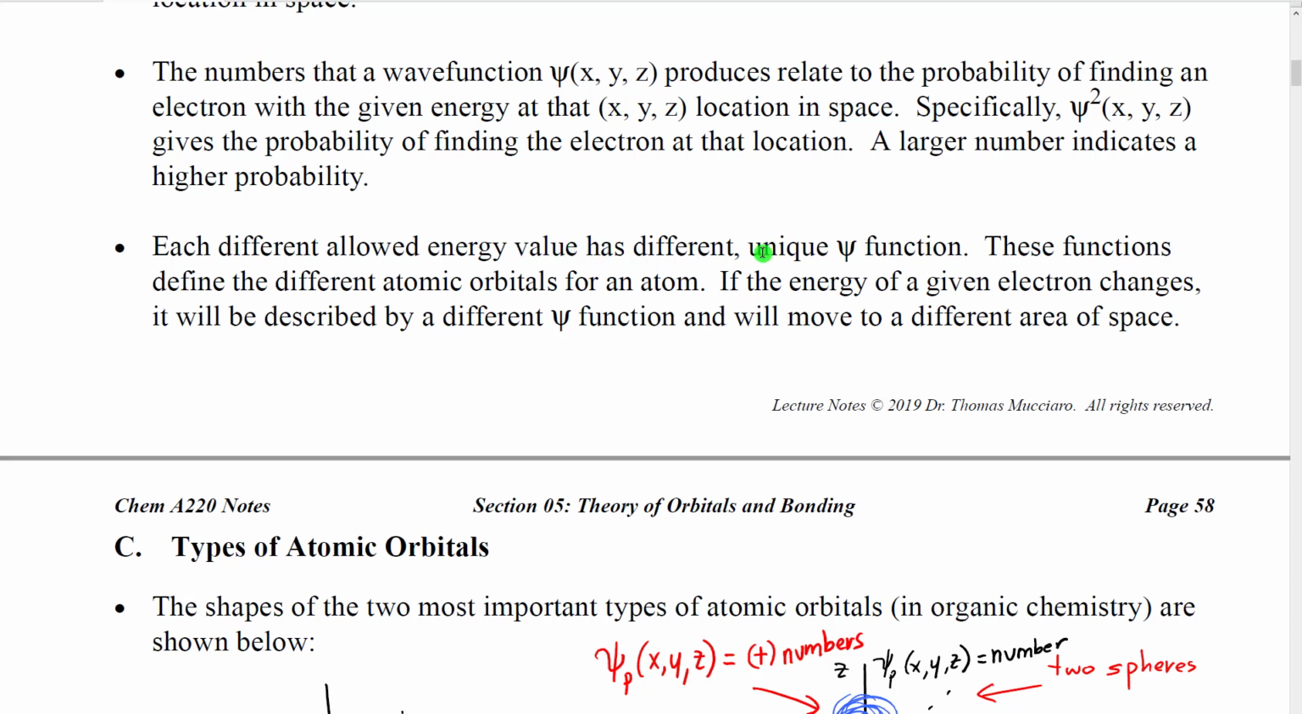Each different allowed energy has different unique psi functions. So if we, for example, allowed an energy at 9 electron volts, which is a unit of energy that we use for measuring electron energy around an atom, it might have one psi function. If we had 11 electron volts, that would have a different psi function. So by looking at all of the different psi functions, what we define then is the energies that the electrons will take when they're around that atom and what location they will be found in space.